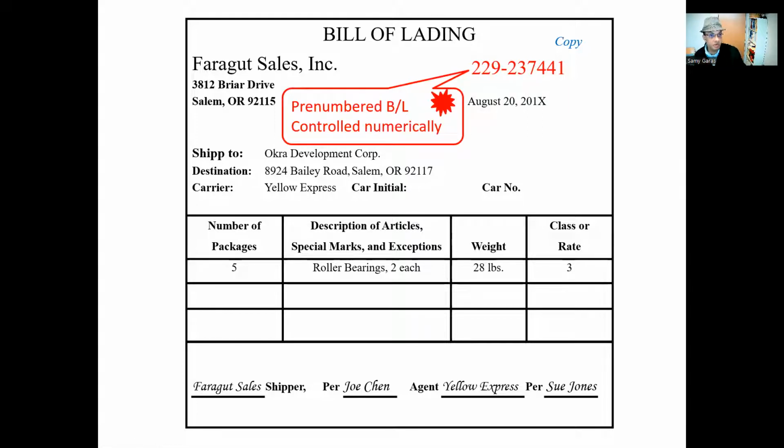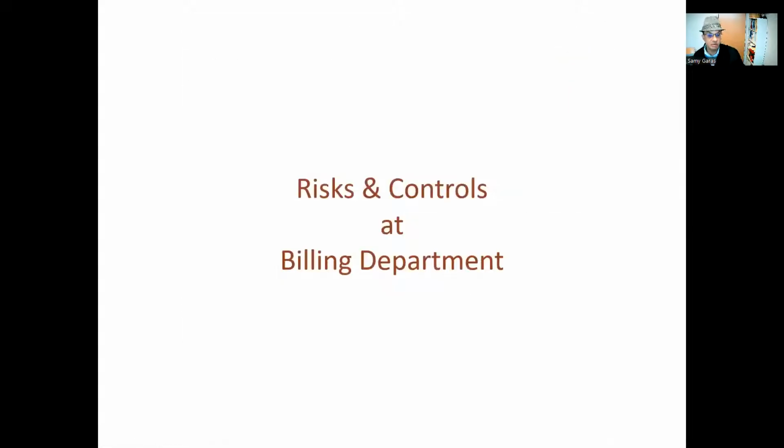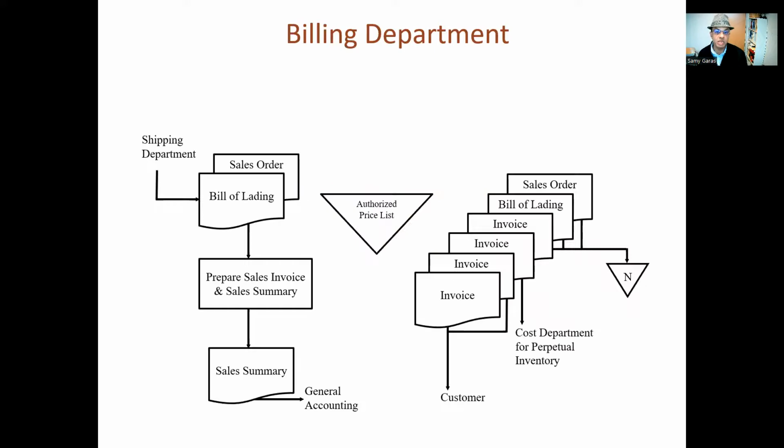In case one bill of lading is lost, we can trace it. The risks of control and controls at the billing department when we issue the invoice. So once we get the order, we send it to the bill of lading or the carrier or the shipping, and then we issue the invoice. Why do we do that? To make sure that the invoice has been issued on the quantity that was actually shipped to the client.